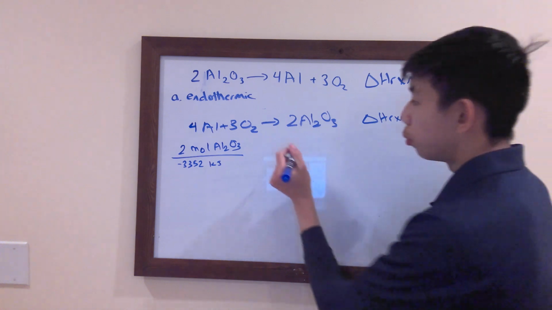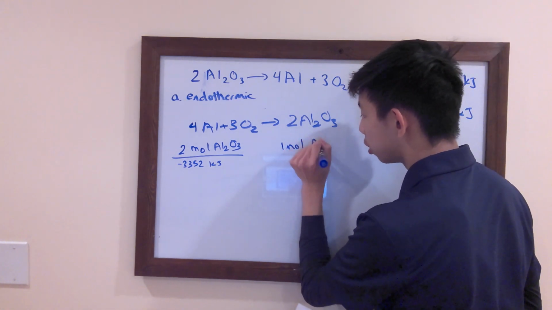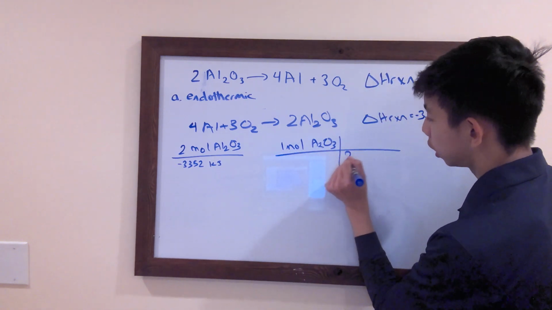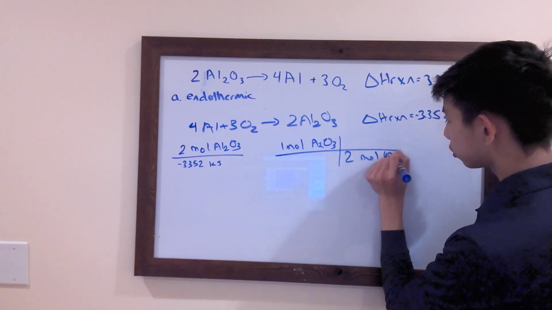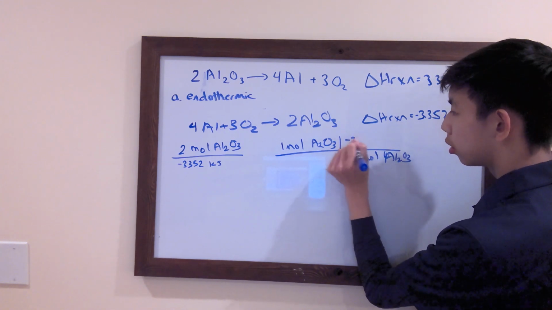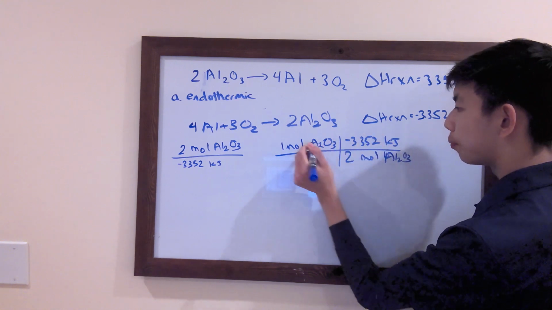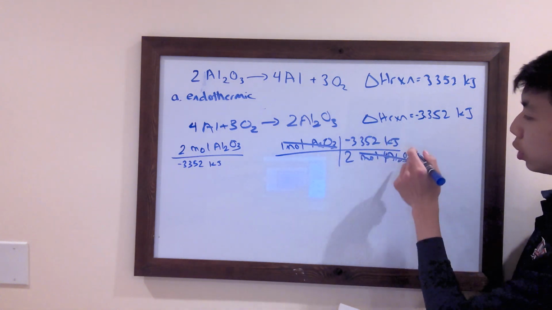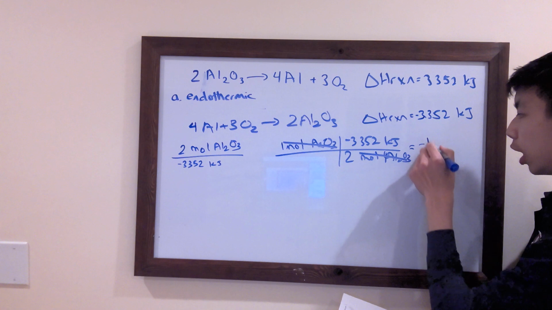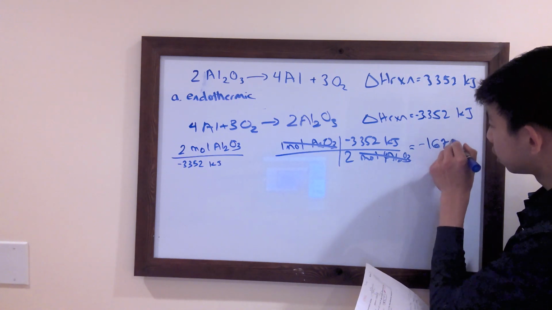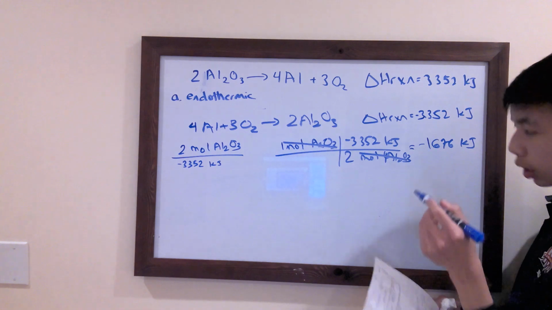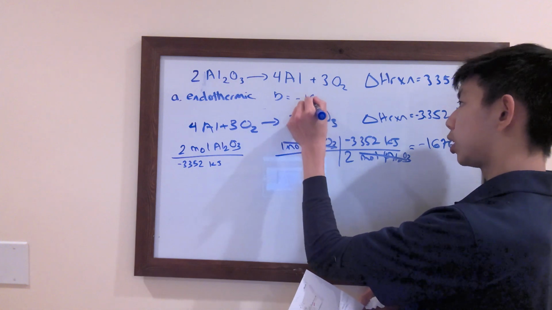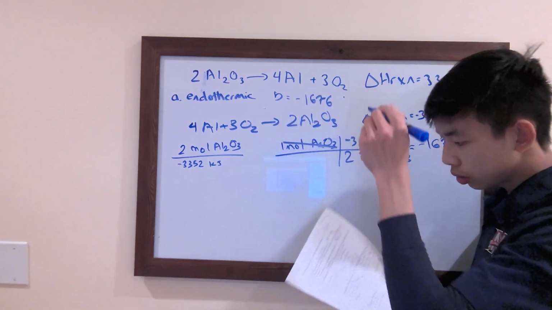And it asks for every 1 mole of aluminum oxide. We set up a table. We set the 2 moles on the bottom so that units cancel out. Moles cancel out, and we're left with 3,352 divided by 2. Don't forget this negative. Negative 1,676. So B is going to be negative 1,676 kJ.